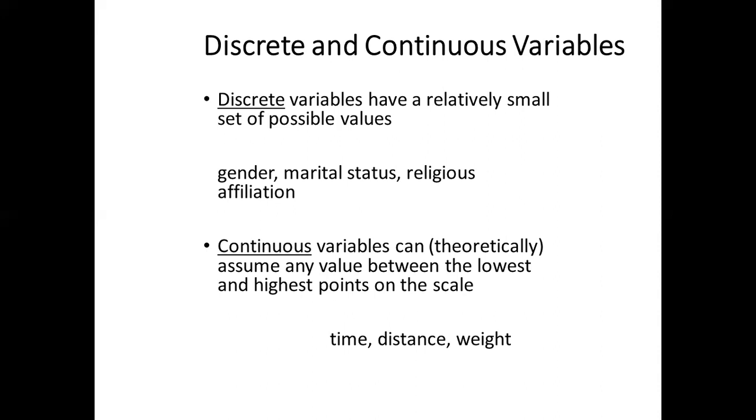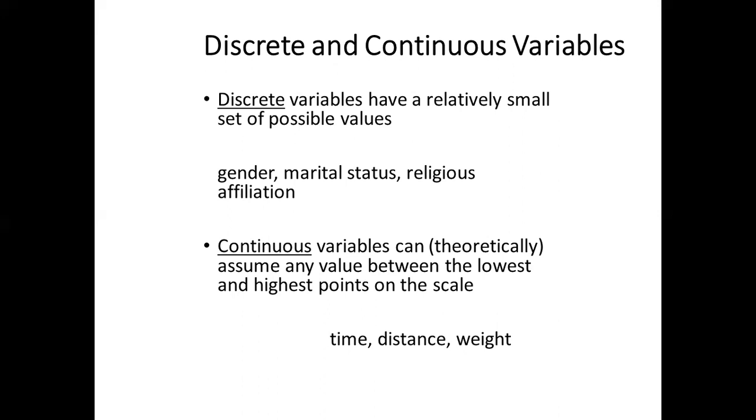Now, for marital status, it is either you are single, you are married, you are divorced, or you are cohabiting, or what have you. So it has possible values. Religious affiliation as well has a relatively small set of possible values. Your religion is Christianity, or Islam, or traditional, or what have you. So it has a set of possible values, and that is why we call it a discrete variable.